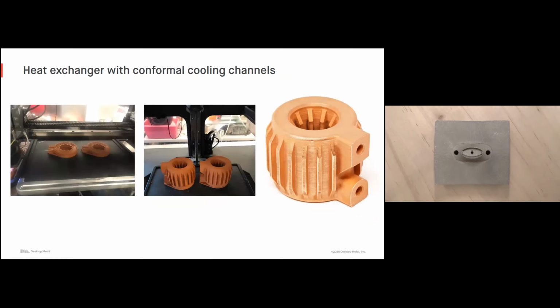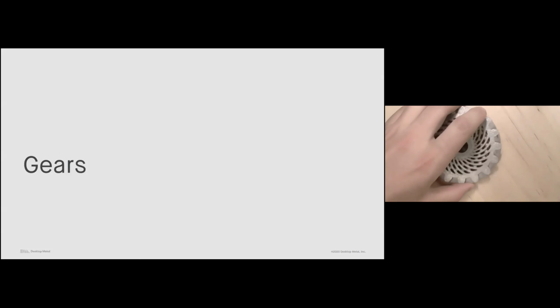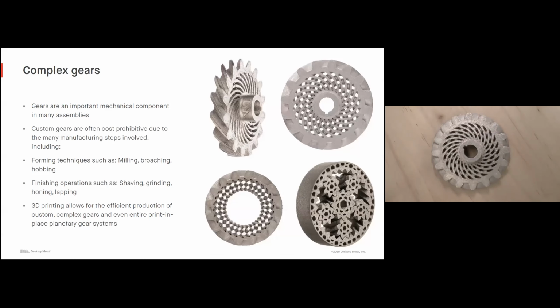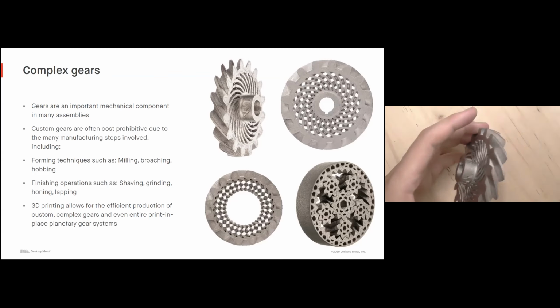You can see it printing up here, and then you can see the finalized part there on the right. Gears. Gears are a very common mechanical component. They're used in tons of different assemblies, but custom gearing is often very, very expensive and prohibitive. Generally you can't justify using a custom gear because it's going to cost you too much when there are so many off-the-shelf options. Yet there are still quite a lot of people who do benefit from custom gearing.